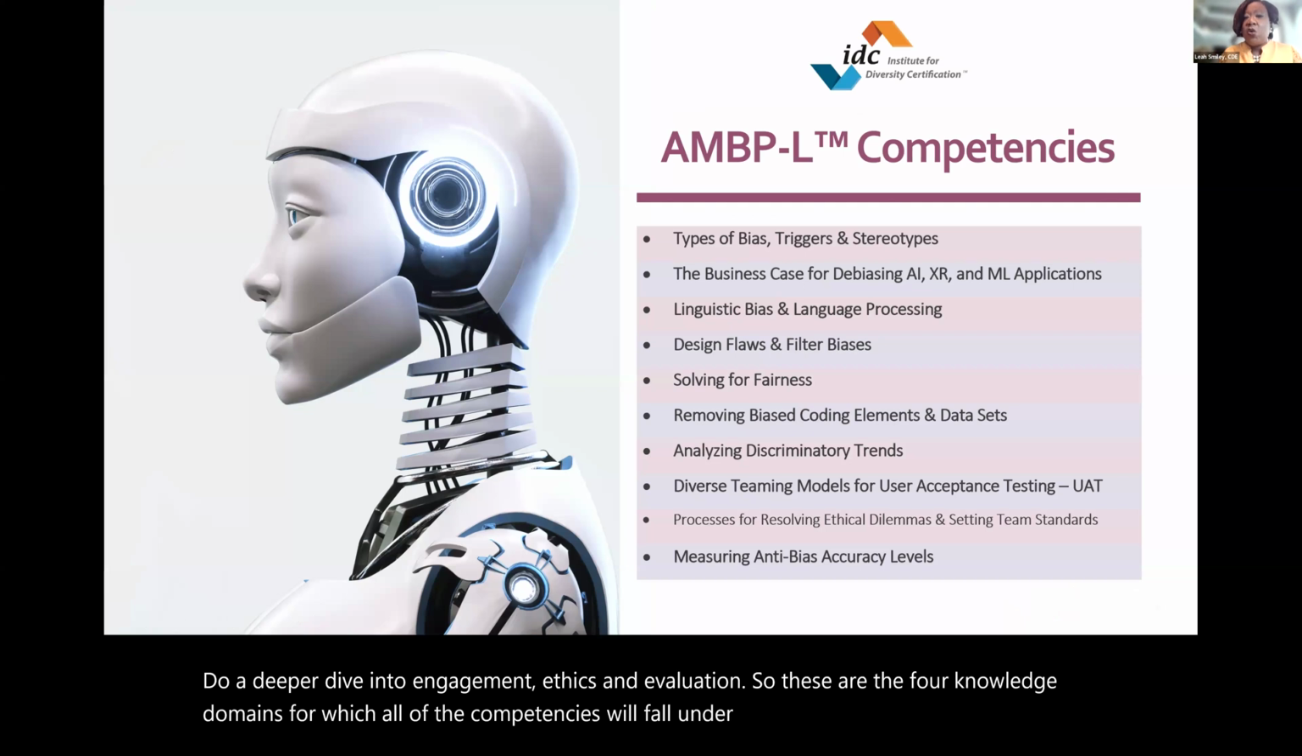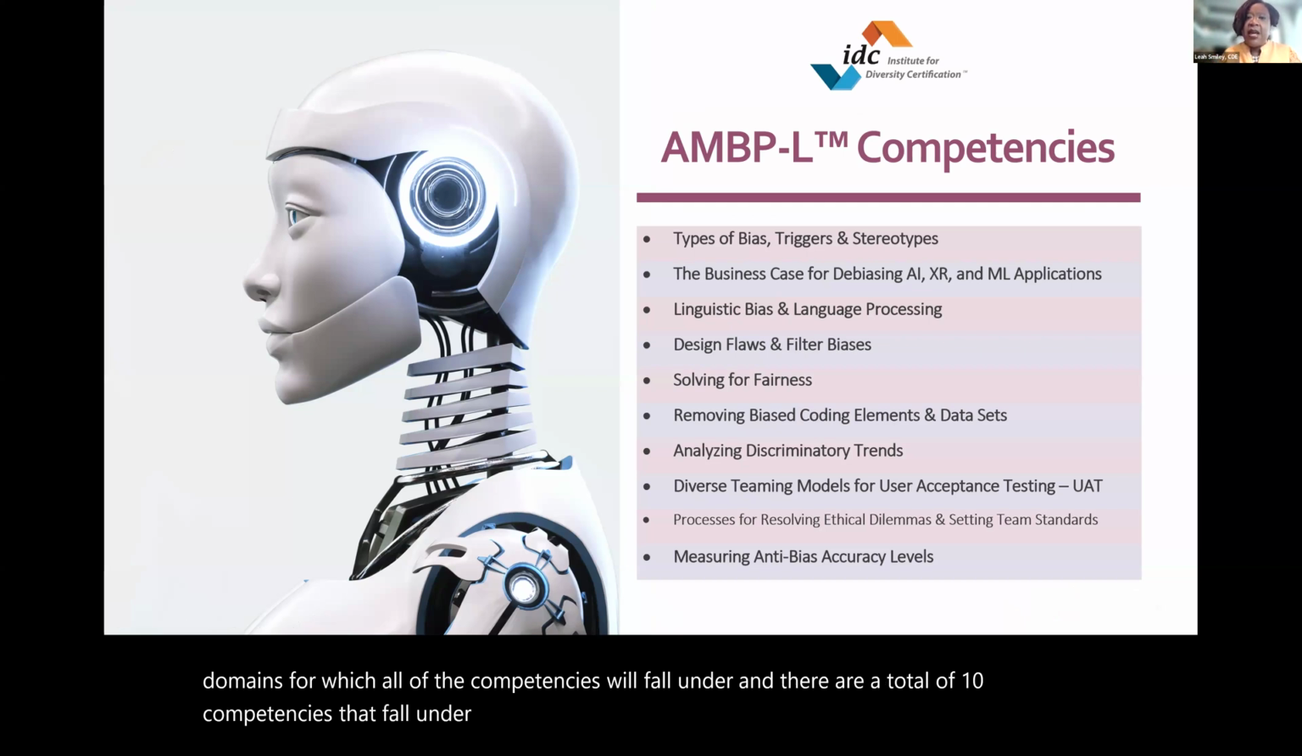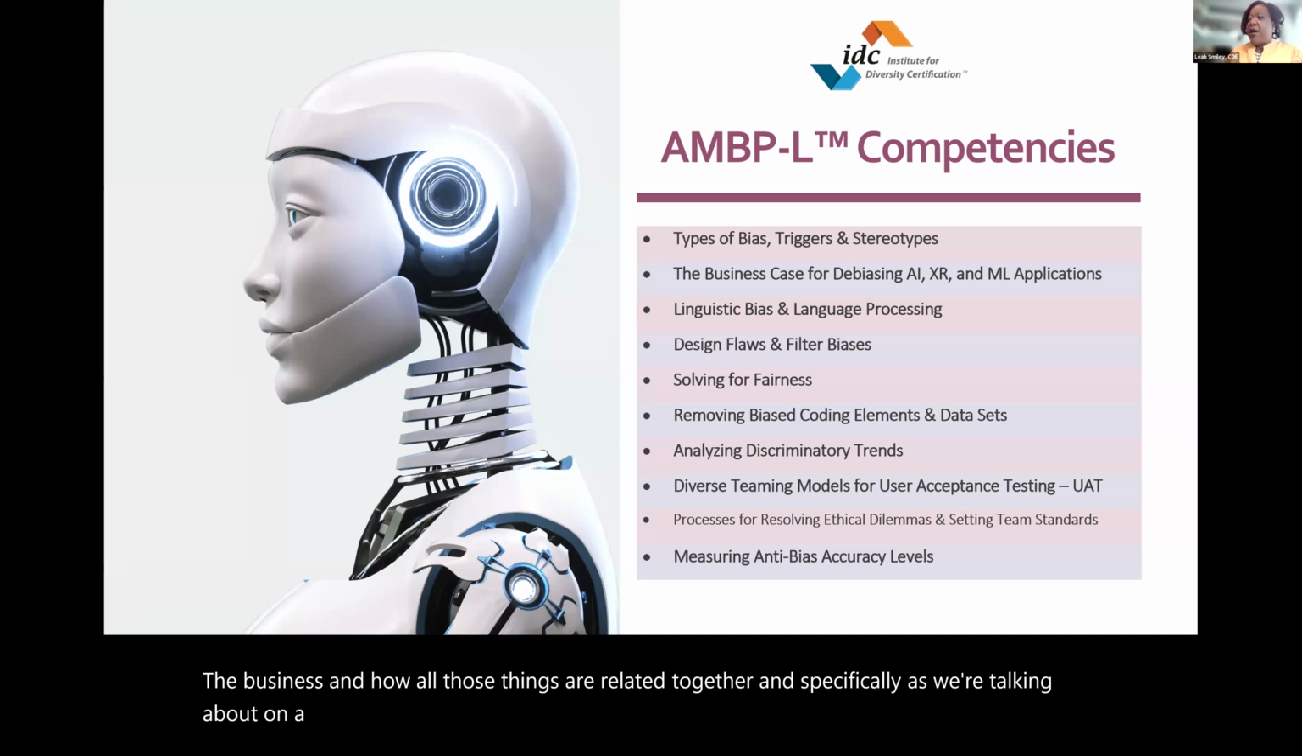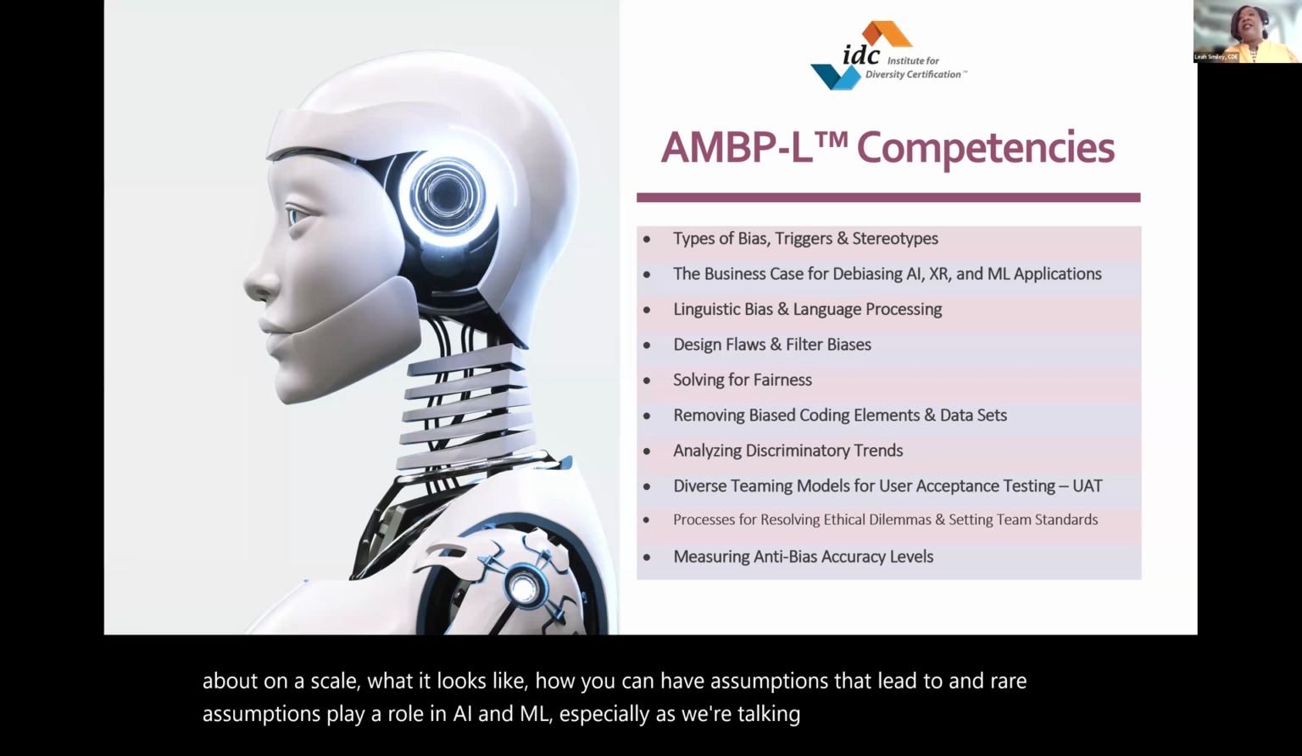And there are a total of 10 competencies that fall under those knowledge domains. And the competencies are the types of bias, the triggers and the stereotypes, the business and how all those things are related together. And specifically, as we're talking about, on a scale, what it looks like, how you can have assumptions that lead to, and where assumptions play a role in AI and ML, especially as we're talking about analyzing the data and making decisions and all those different things.